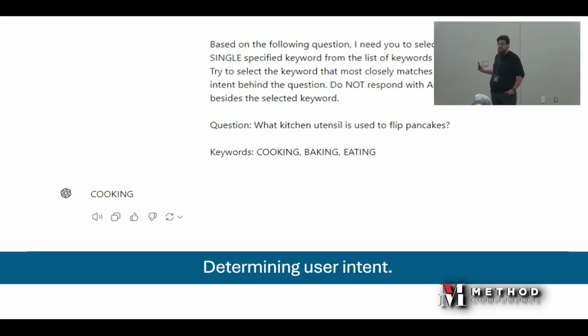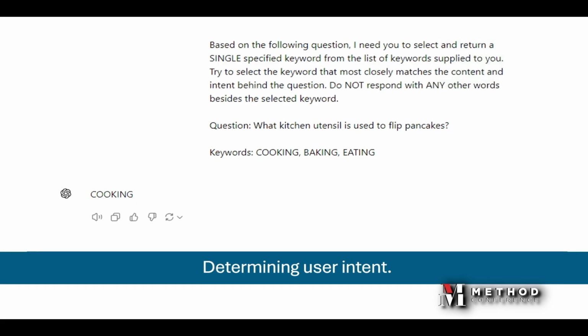What are our keywords? Cooking, baking, and eating. Now, some of you might have some different thoughts on this question, right? So there is some variability. But if you define it enough, I think cooking is probably the best choice, right? What have we done here, though? We've basically formatted the AI's response.